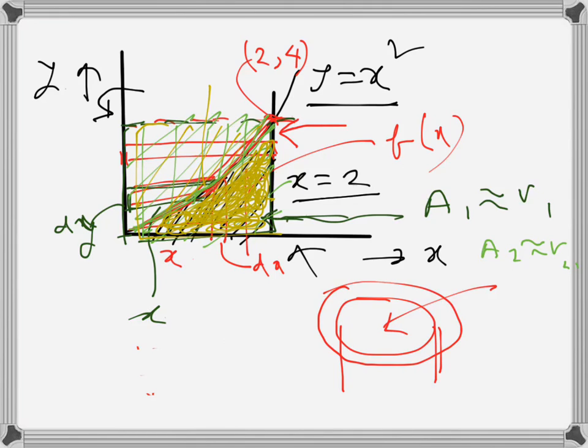As we can see, the same problem could be done using the shell method. That would be just one calculation, but here we had to subtract using the disk method. So depending on the problem and the function, we should see which method suits better. Sometimes we have to use just the disk method, sometimes just the shell method, but sometimes we can choose. So yeah.